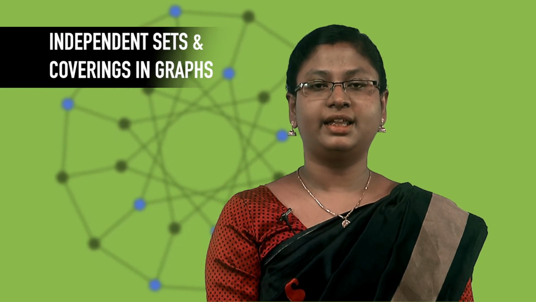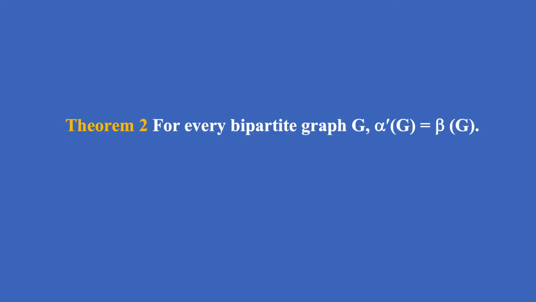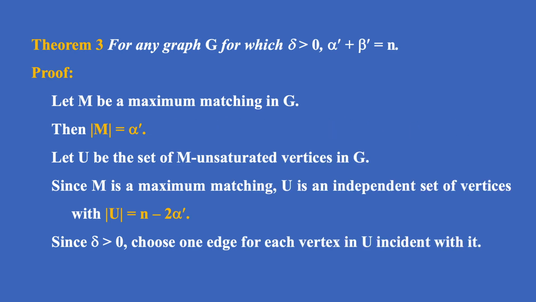Now we will see a theorem related to König and Egerváry. For every bipartite graph G, alpha dashed of G is equal to beta of G. Next, we will see theorem 3. For any graph G for which delta is greater than 0, alpha dashed plus beta dashed is equal to n. We shall see the proof now.